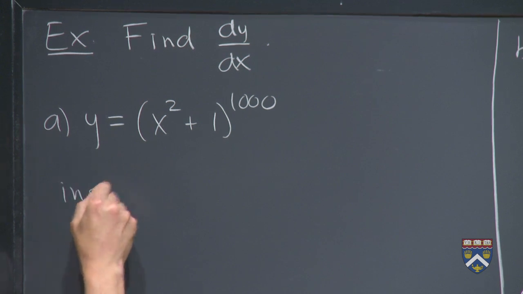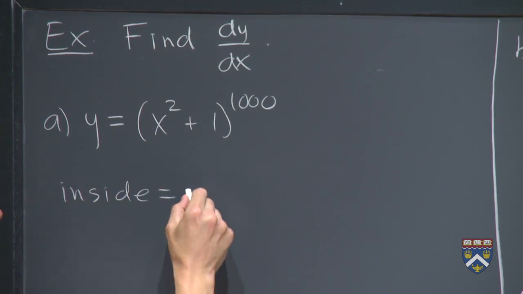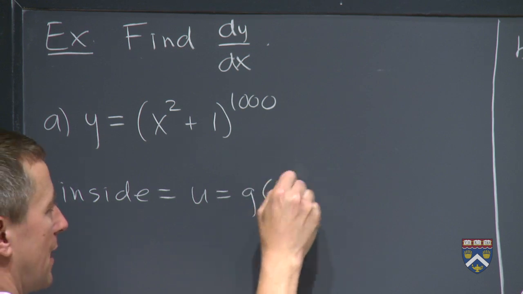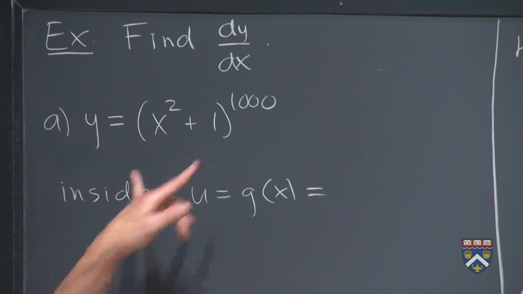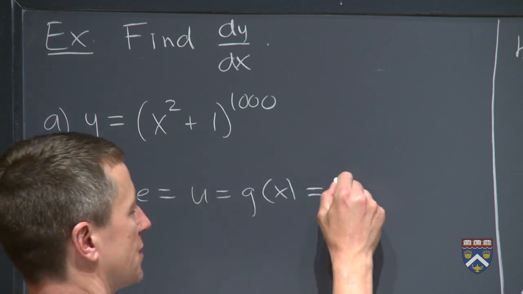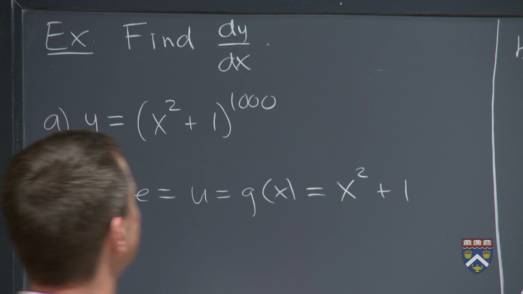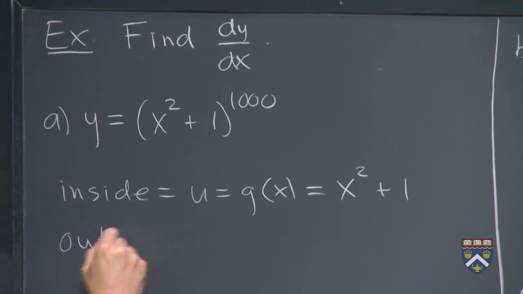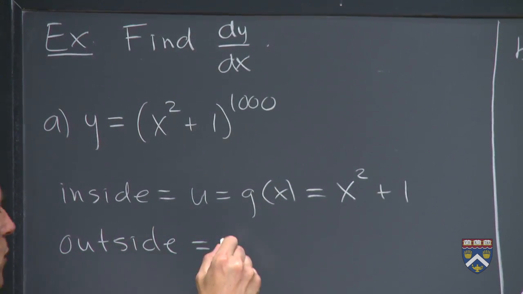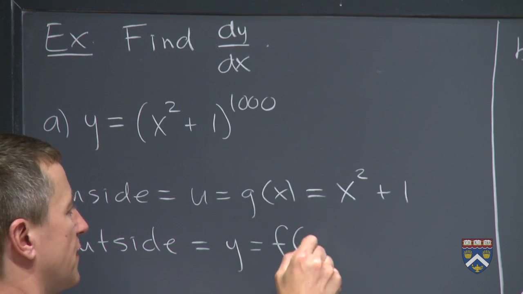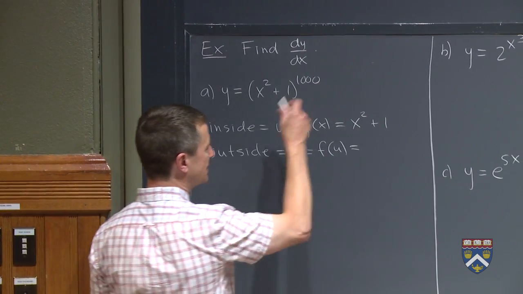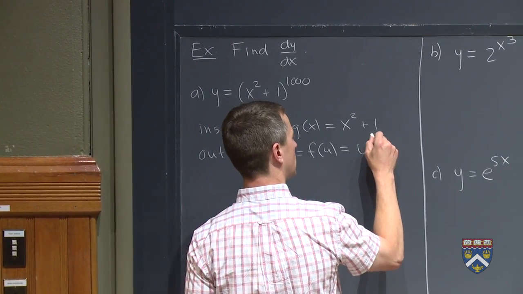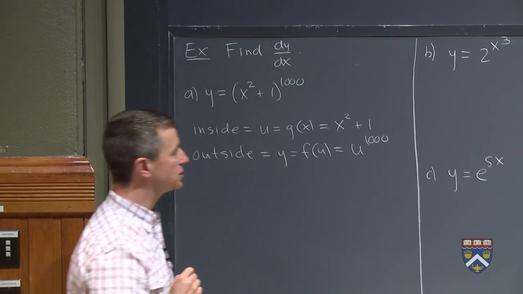So the inside function, which is the one that we called u, or g of x, is not too hard to find because it's the one inside the parentheses, and we know by order of operations that we do parentheses first. So that's x squared plus 1. Our outside function, which is the one that we're calling y, and we renamed f of u. What is the outermost function here? In other words, what is the last thing you do? That's you raise it to the 1,000th power. So u to the 1,000th.